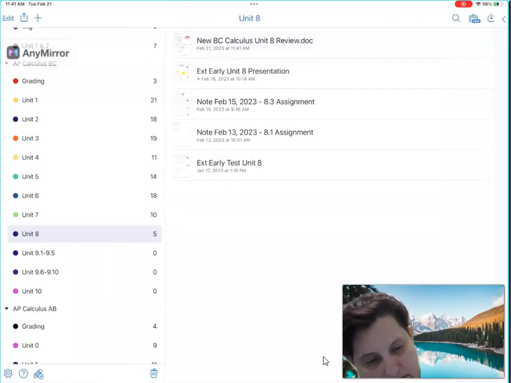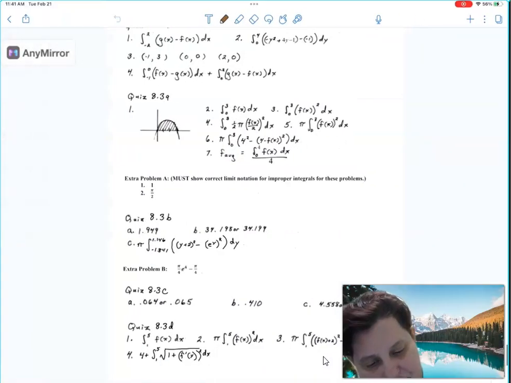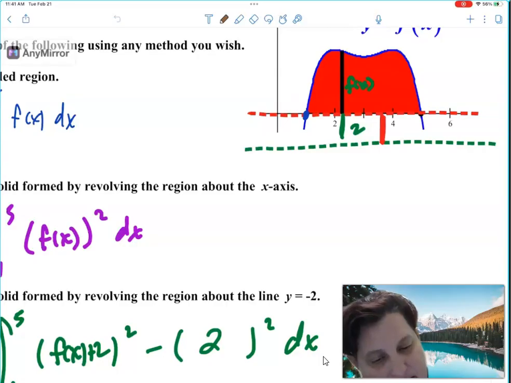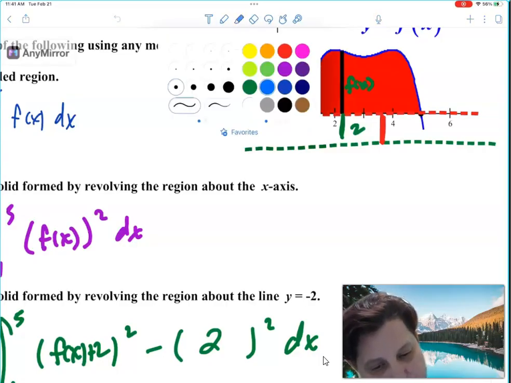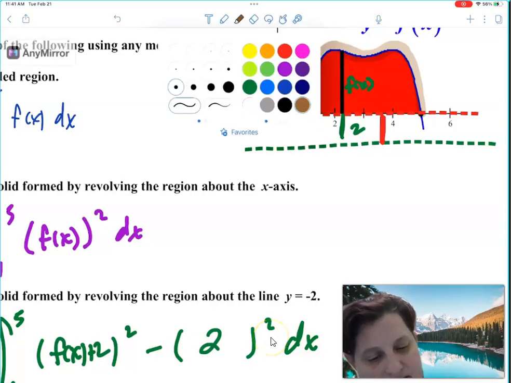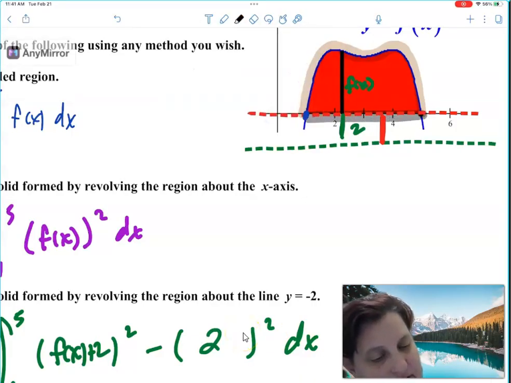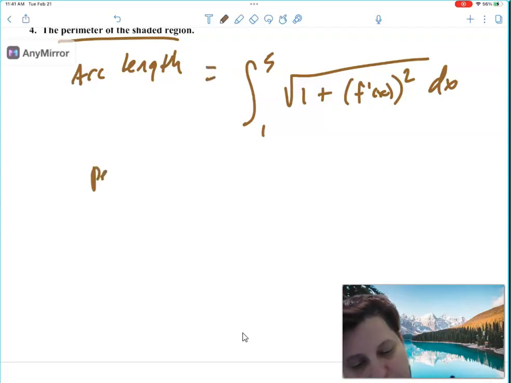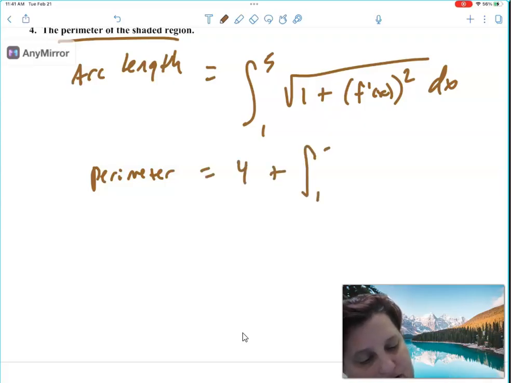Why is this 4 plus? Oh, shoot, okay, that's pretty smart. Look at this. That integral gives me the arc length. Does that give me the perimeter of the figure? No, because I still have to add that part to get the whole perimeter, and the base of that is 4. So the perimeter will be 4 plus this arc length.